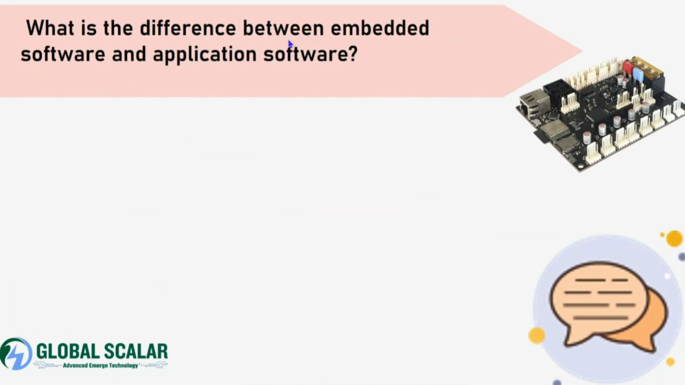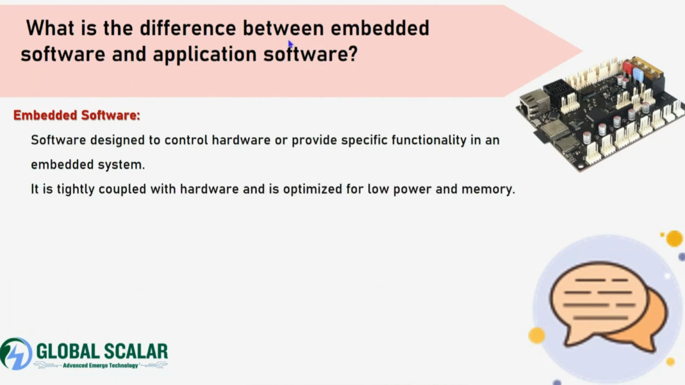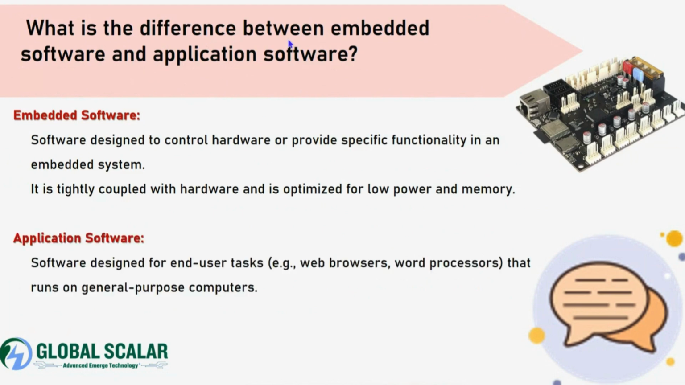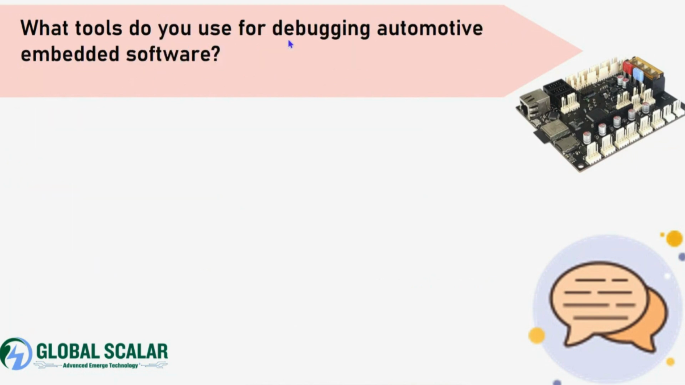What is the difference between embedded software and application software? Embedded software is designed to control the hardware and provide specific functionality in the embedded system. It is tightly coupled with the hardware and optimized for low power and memory. Application software is designed for end-user tasks that run on general-purpose computers. It has less hardware dependency and typically has a high level of abstraction.